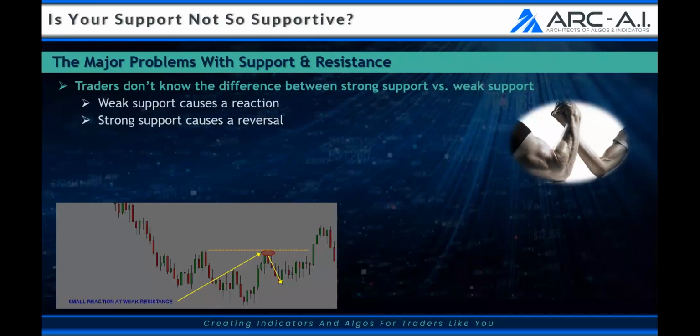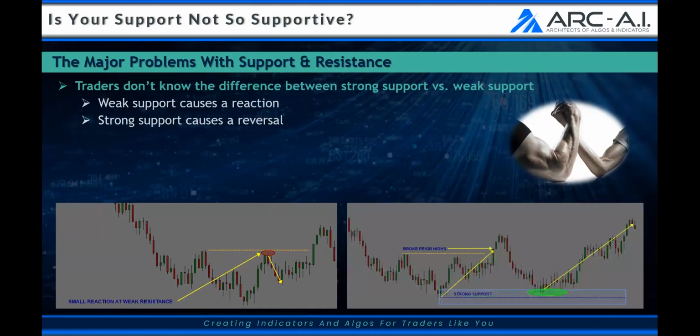So we have here a look at an example. We've got some small reaction at weak resistance. We can see that the market comes up to this wick and gives us a little bit of a reaction on the downside, but it's not enough to actually break through the lows of the market. And so that would be considered weak support. What is really powerful is knowing when this is going to be weak support versus strong support, and we're going to take a look at how to do that.